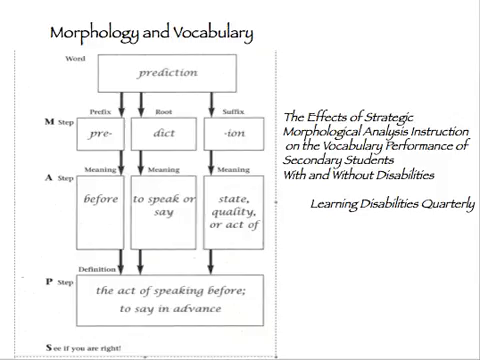When you understand this, then morphology supports vocabulary development, because not only do you pull apart the syllables, the pre, the dict, and the shun in this case, but then you can attach meaning to those parts. Pre, before, dict, to speak or say, and shun, state, quality, or act of, and you can pull it together and understand that prediction is the act of speaking before, to say in advance.